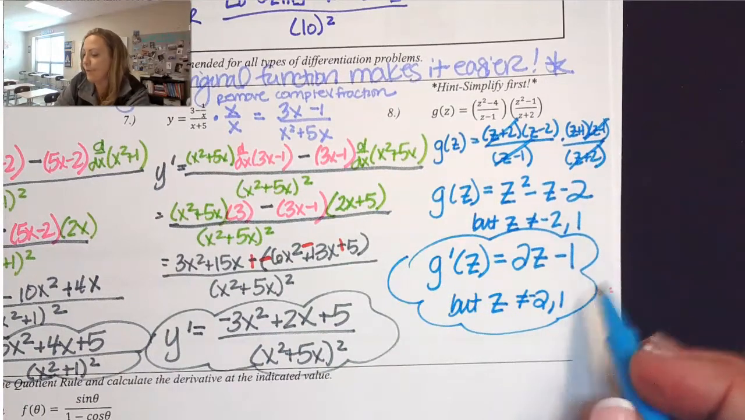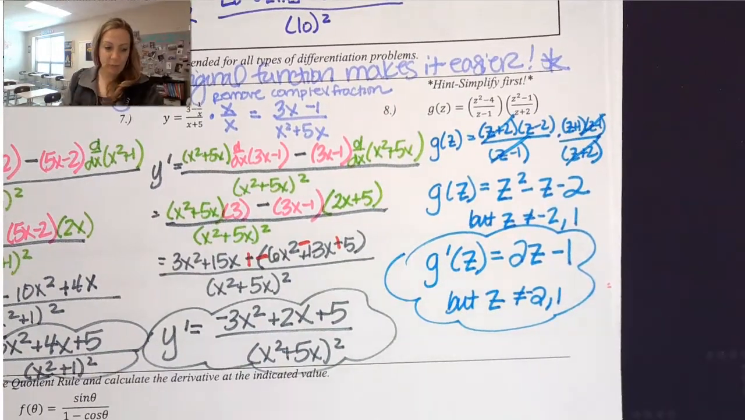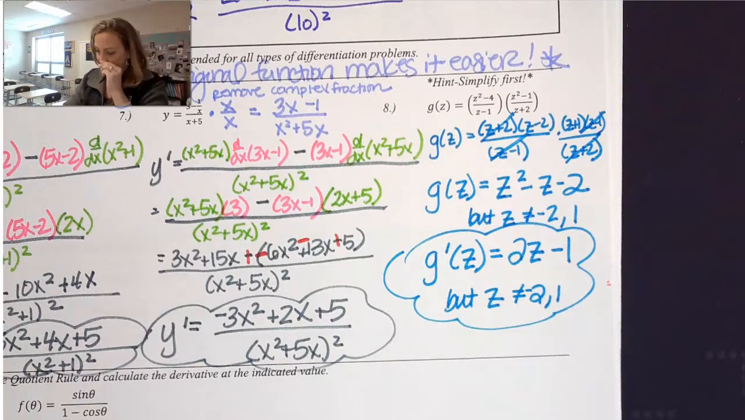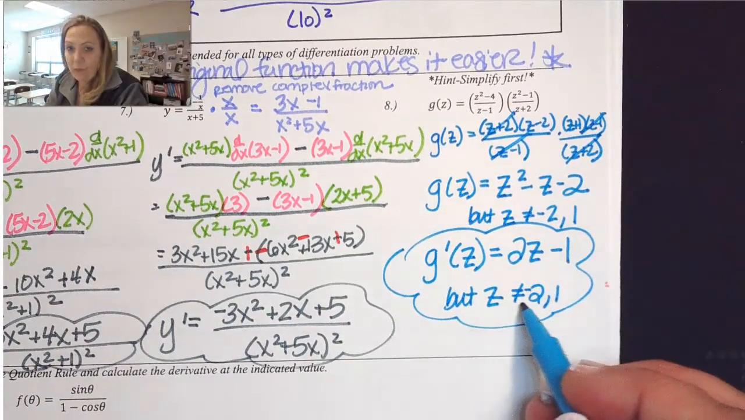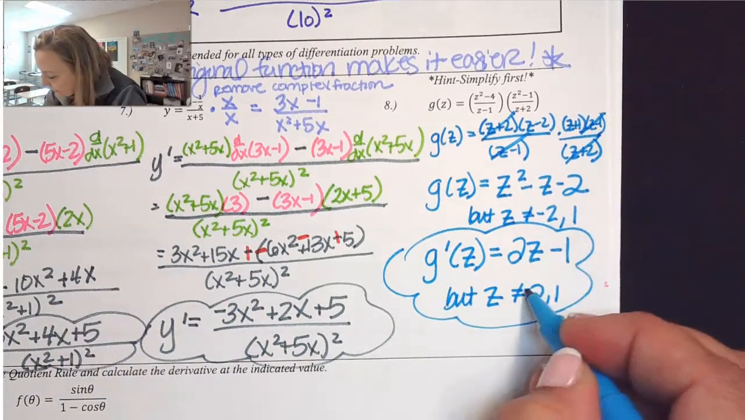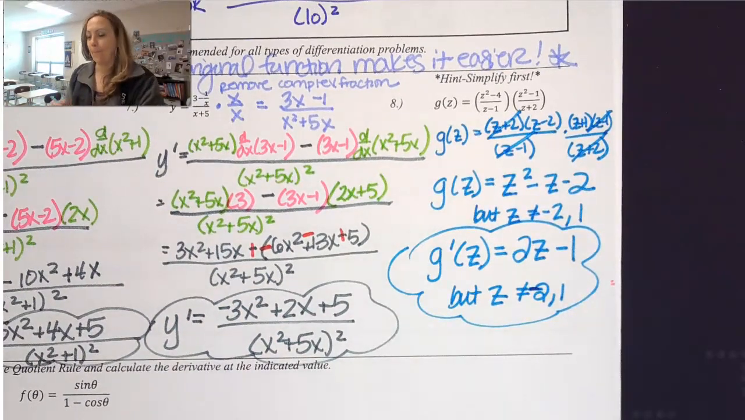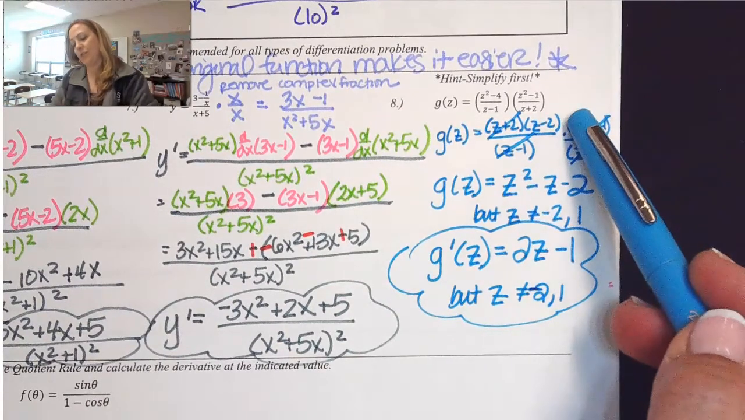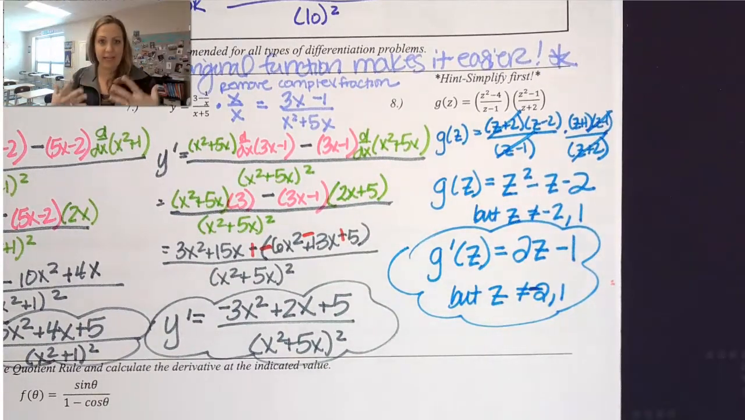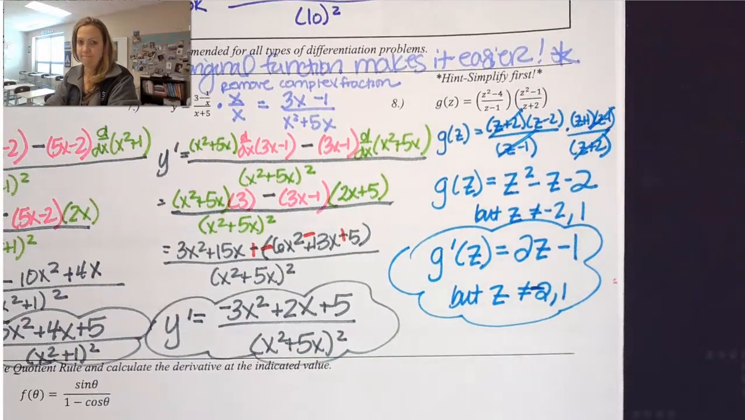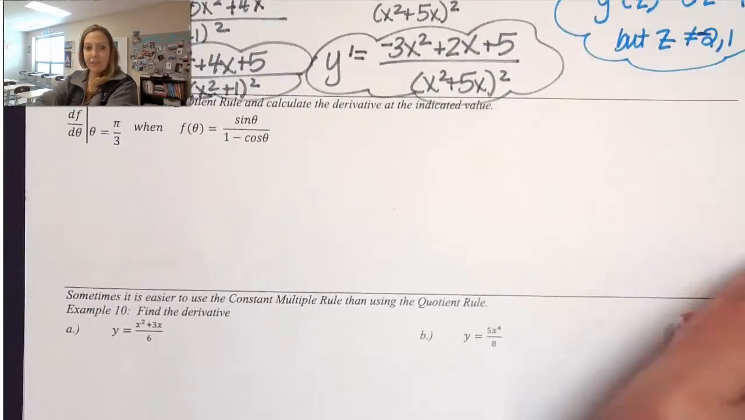Okay. Again, we have to state this because it wouldn't be clear from that function itself. So z cannot equal negative 2 or 1, because those would have made the original function undefined. So therefore, we can't have differentiated those values either, okay? All right, on to example 9.